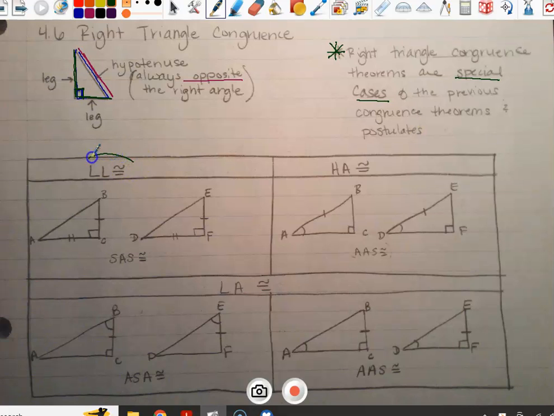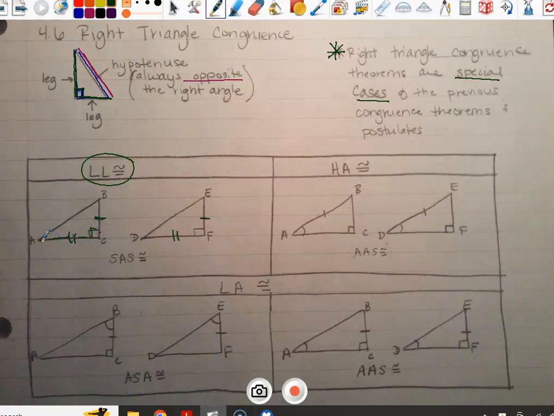So this first one is called LL congruence, which is a leg-leg. So we're going to go through each of these, but we have two legs that are congruent. So both legs are congruent on the corresponding triangles. Okay, and so that's a special case of side angle side, because notice we have a side, we have the right angle, and we have another side.